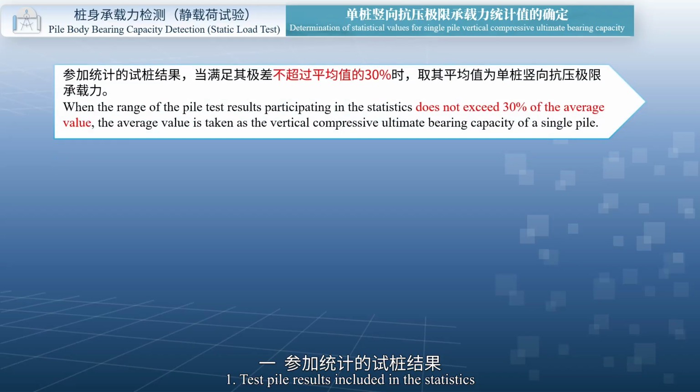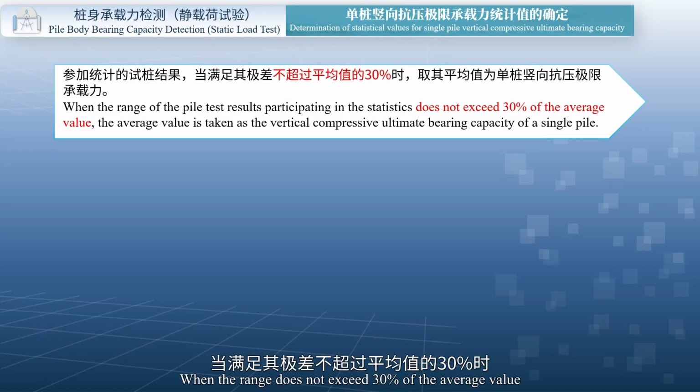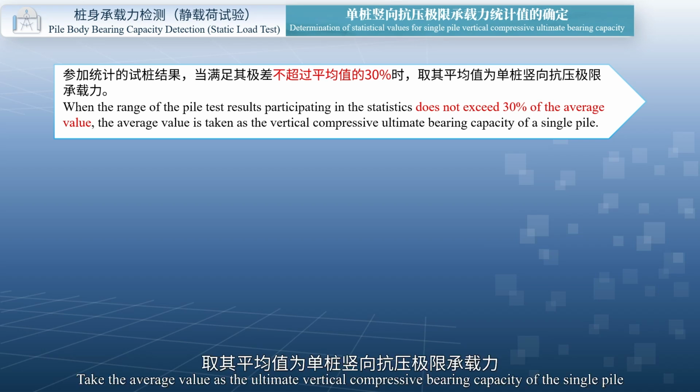First, test pile results included in the statistics. When the range does not exceed 30% of the average value, take the average value as the ultimate vertical compressive bearing capacity of the single pile.